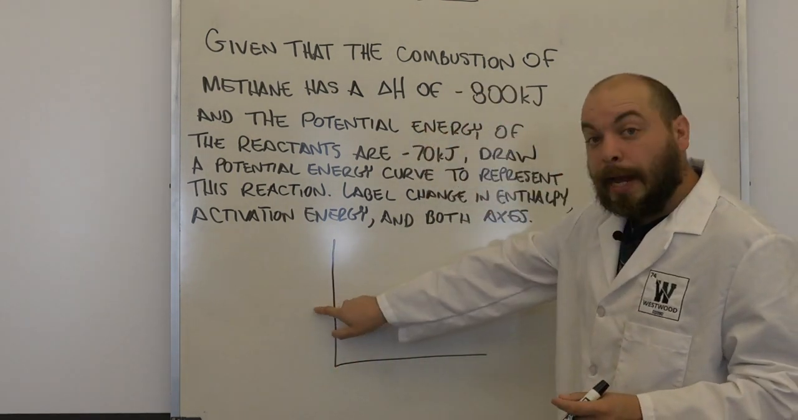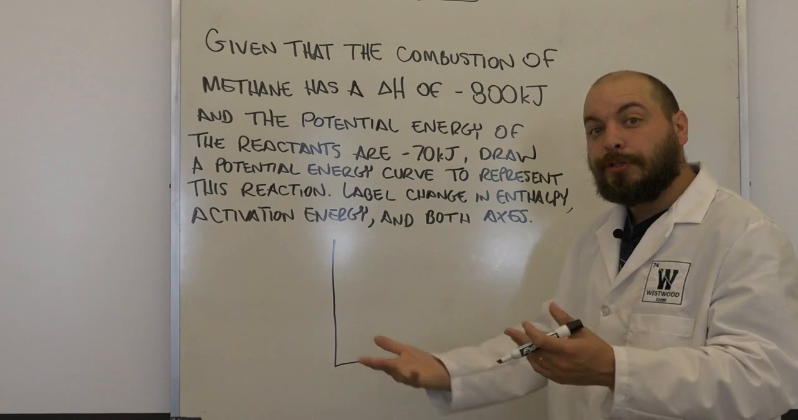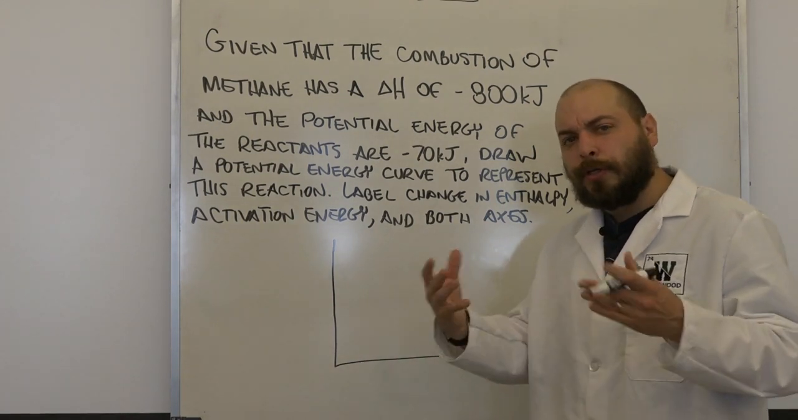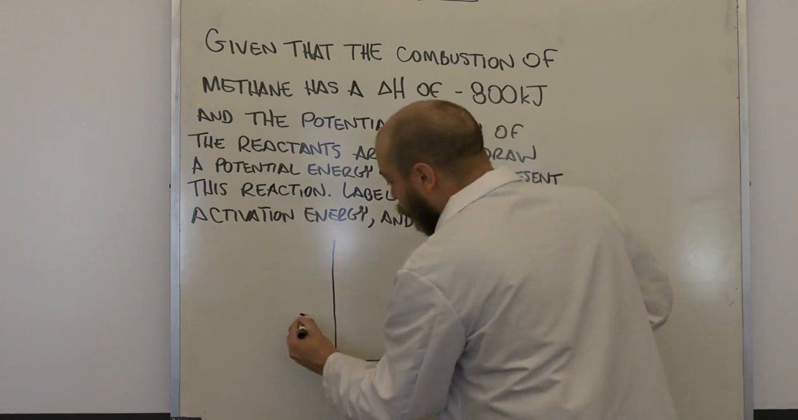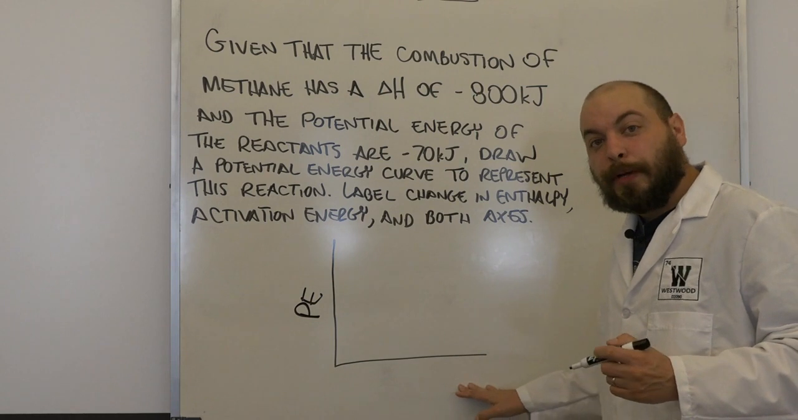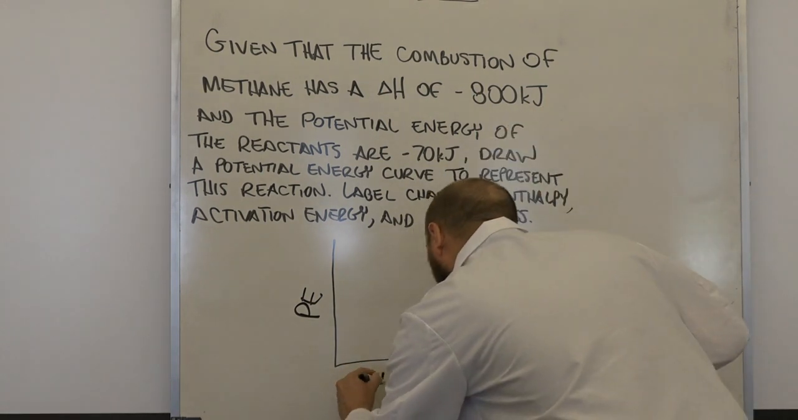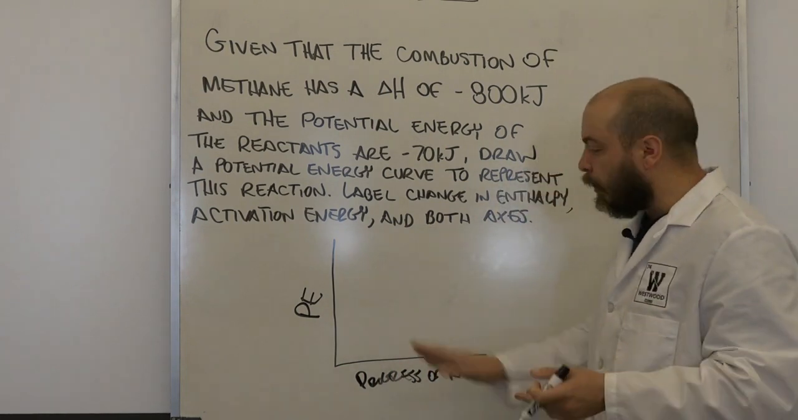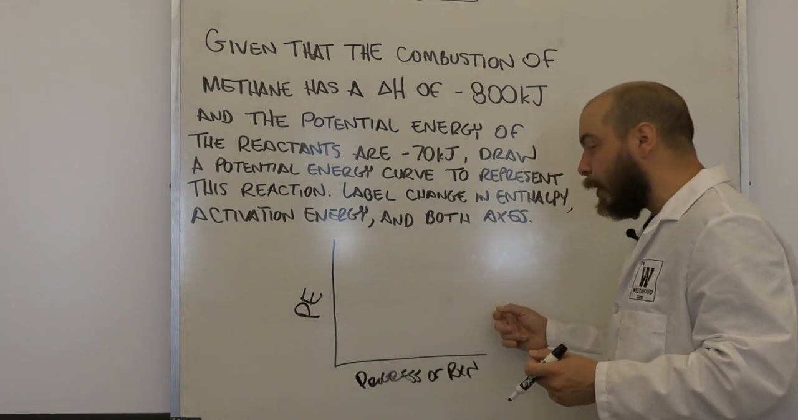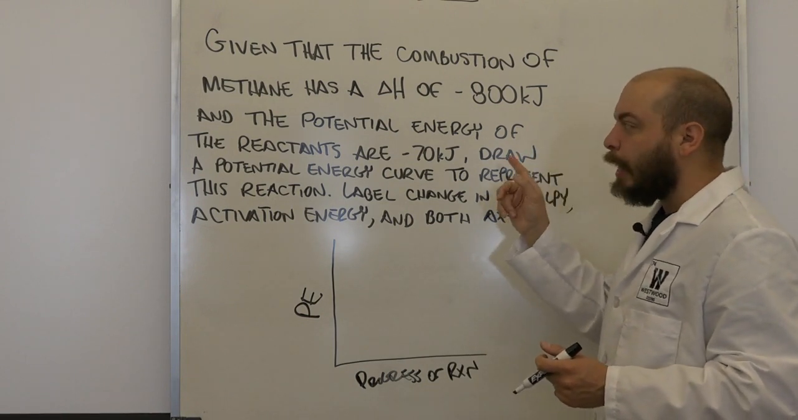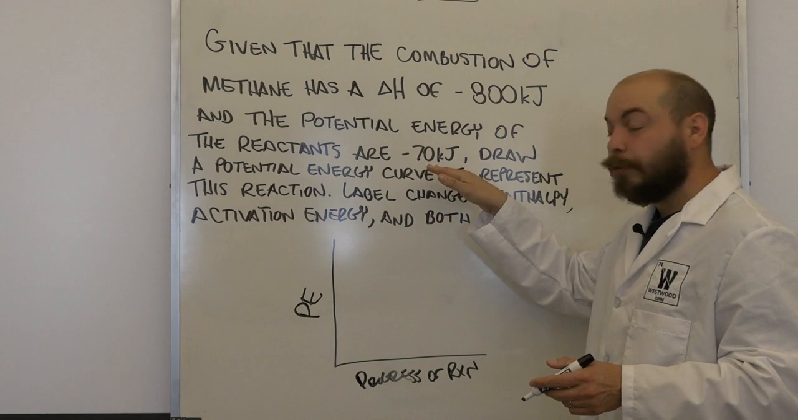Remember, the y-axis always represents the potential energy, or enthalpy. All right, so I'm going to actually put it as potential energy, so I'm going to abbreviate that with PE. And the x-axis here is going to represent the progress of my reaction. Which means on the left side, I'm going to have reactants, and on the right side, I'm going to have products. I'm told that the potential energy of my reactants starts at -70 kilojoules.